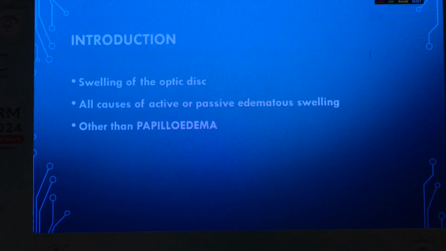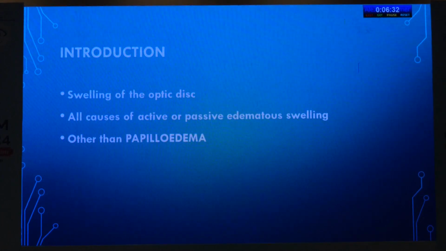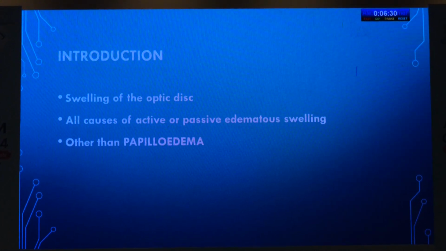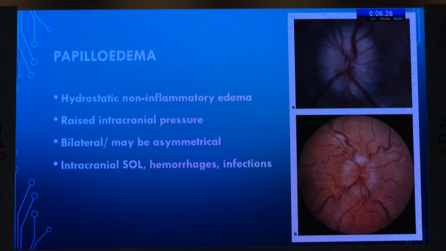All causes of active or passive edematous swelling are known as disc edema, but we describe and treat papilledema in a different category from other types of disc edema. Papilledema is hydrostatic, non-inflammatory, and secondary to raised intracranial pressure for any reason, like a space-occupying lesion, hemorrhages or infections. It is always bilateral and may be asymmetric. I have discussed all the details of papilledema.